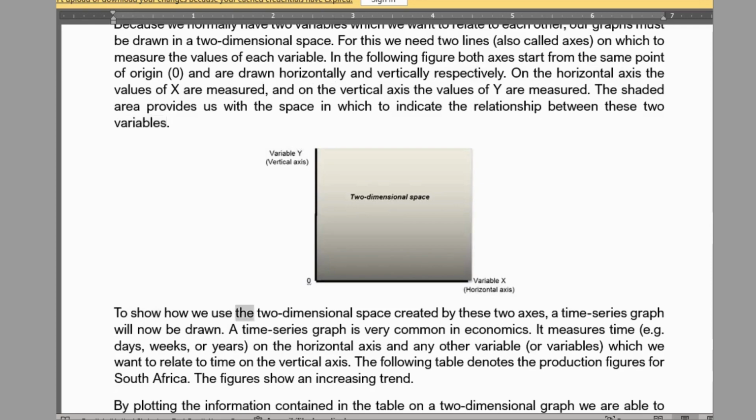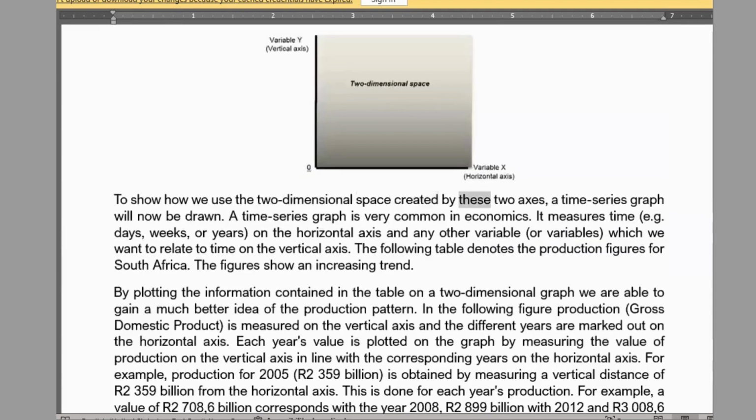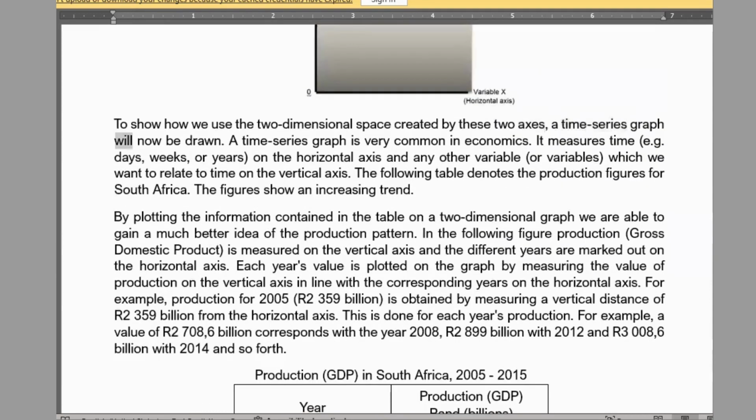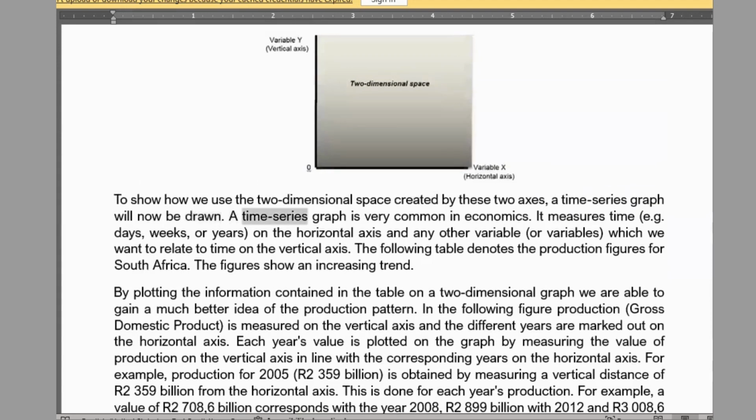To show how we use the two-dimensional space created by these two axes, a time series graph will now be drawn. A time series graph is very common in economics. It measures time, e.g. days, weeks, or years, on the horizontal axis and any other variable, or variables, which we want to relate to time on the vertical axis. The following table denotes the production figures for South Africa. The figures show an increasing trend.